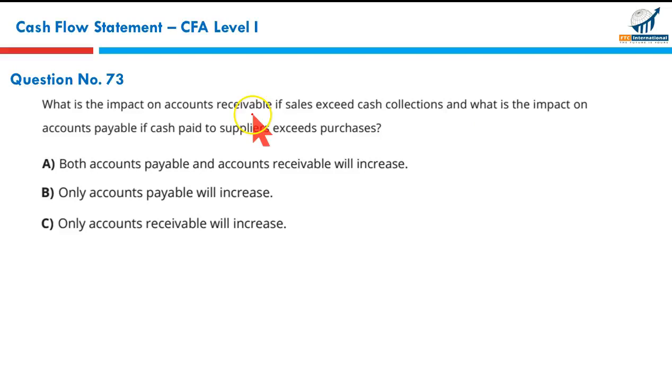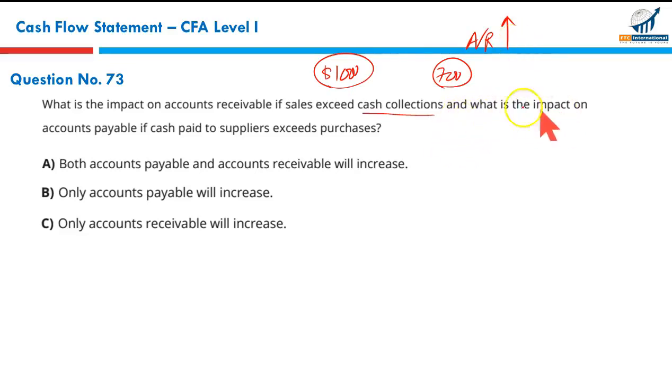What is the impact on accounts receivable if sale exceeds cash collection? This is an interesting question that requires a little thinking before we give the answer. We have sold more, but cash was collected $700. Then what has happened? The remaining $300 hasn't been paid. That would have resulted in an increase in accounts receivable. You have sold more, collected less money. What you did not collect is reflected in the higher accounts receivable.